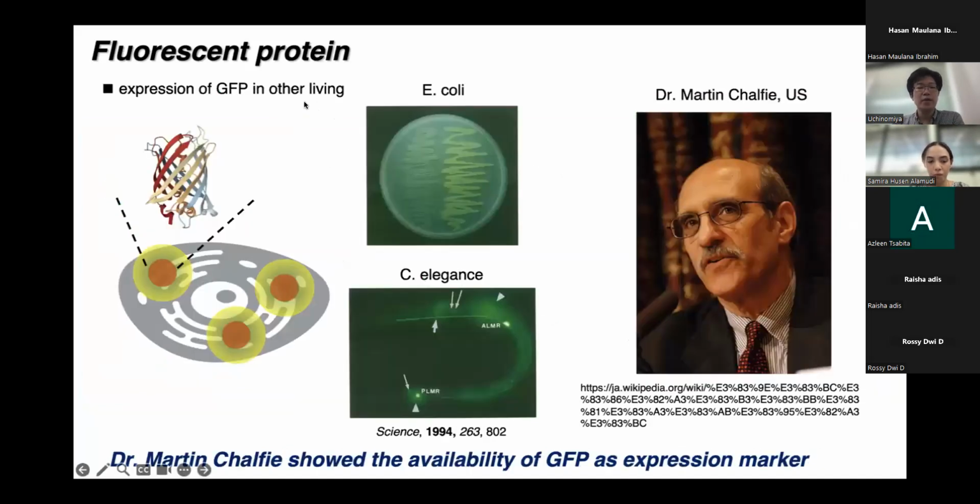And in the same age, Dr. Martin Chalfie showed an idea that became a breakthrough in molecular imaging. He, for the first time, showed the availability of GFP as an expression marker. So he showed that GFP can be expressed in various living things, for example, E. coli and C. elegans, and also mammalian cells.